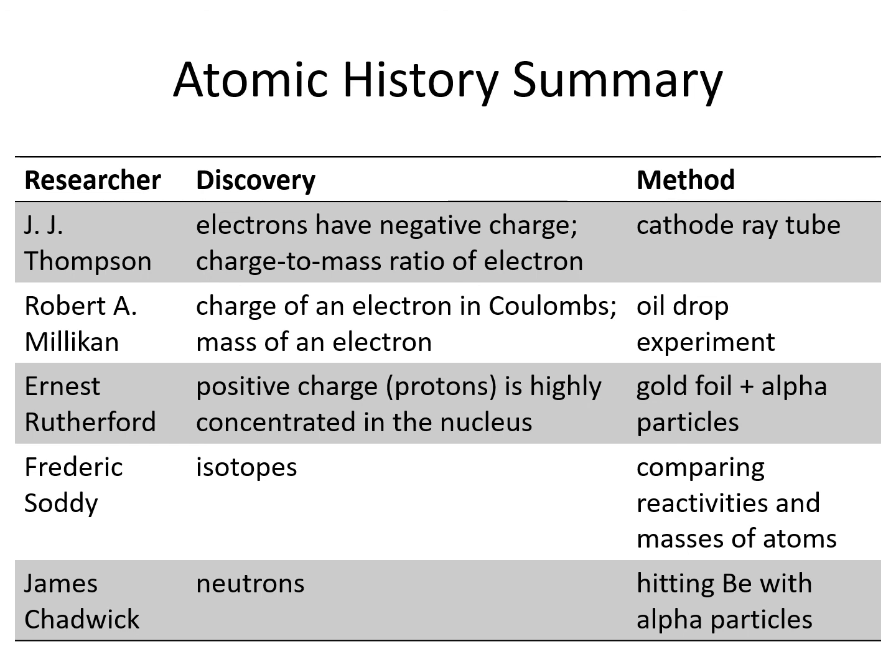Frederick Soddy discovered isotopes by comparing the reactivities and masses of different atoms. We didn't really talk about his experiment, but James Chadwick discovered neutrons by hitting beryllium with alpha particles.